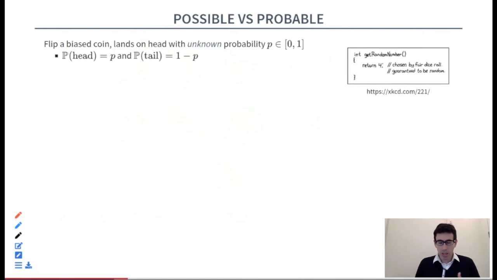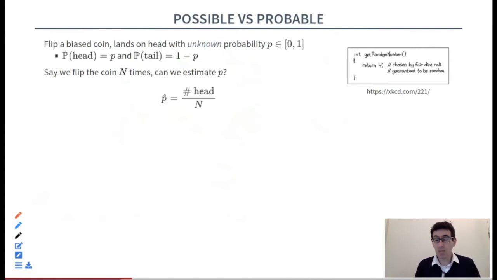Now, formally, the model is the following. The probability that it falls on head is p. The probability that it falls on tail is 1 minus p. Now say that we repeat that experiment, and I flip the coin n times. What I'm mimicking here is that p plays the role of the unknown function in machine learning that we're trying to learn, and this n repetition of the experiment plays the role of my data set. I'm giving you n examples of what p could be. So can we estimate p?